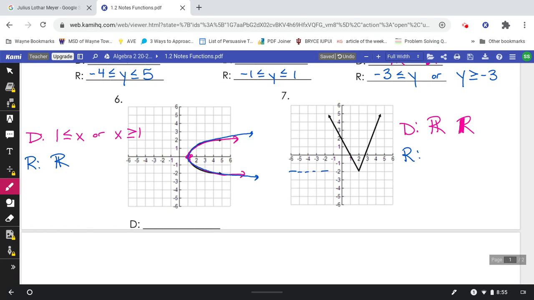For the range, the range does have a low point. It never goes past -2. But then notice the arrows here, keeps going up forever, so it goes on forever. So remember, we could write it like that, or flip it, and flip it.